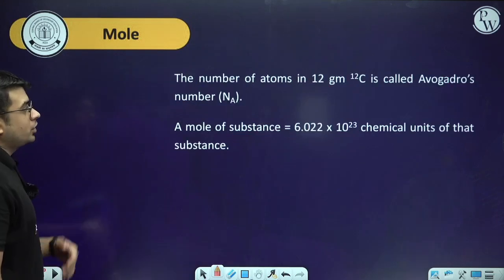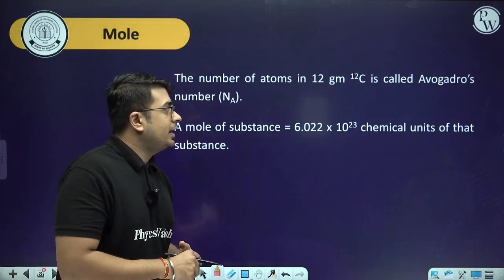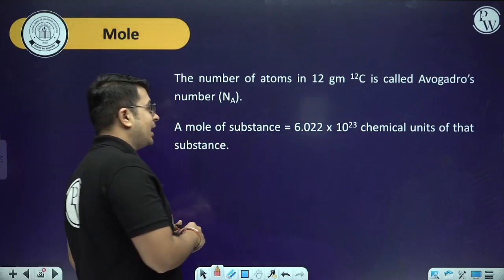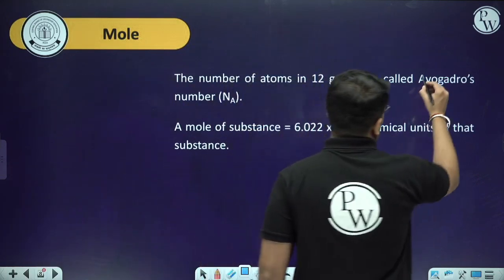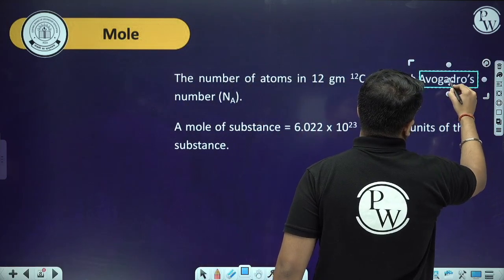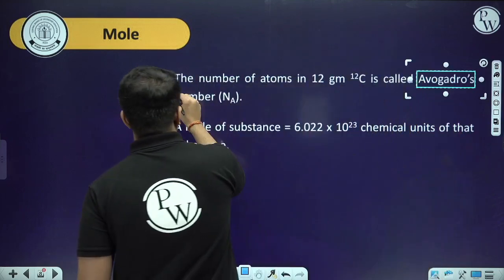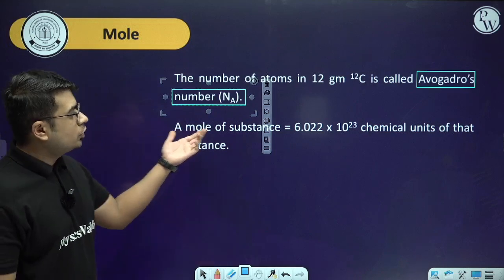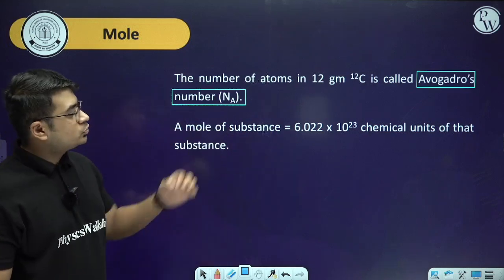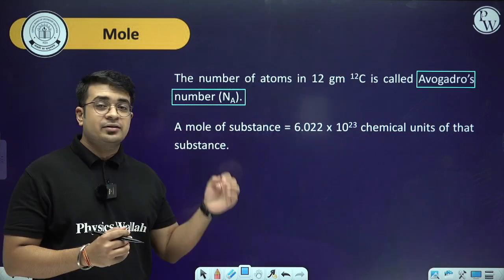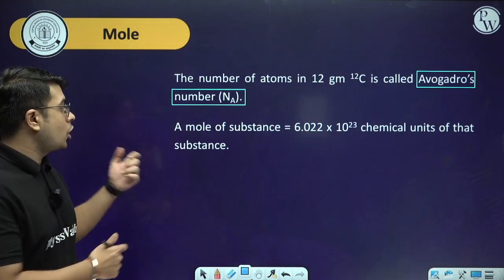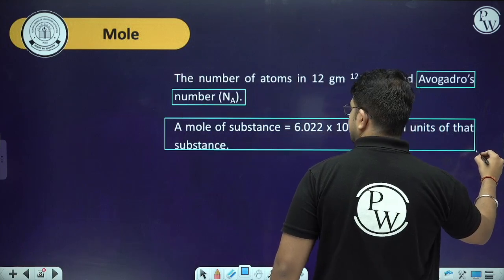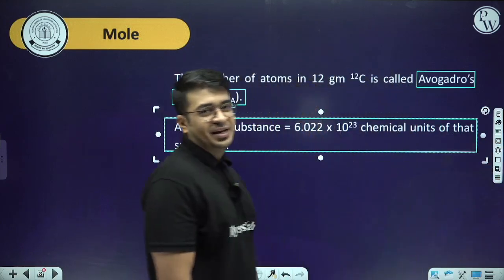Now talking about the next part, we know that the number of carbon atoms in 12 gram of carbon is known as Avogadro's number. I already told you that this particular part is known as Avogadro's number. I hope this part is clear. So you know that 1 mole of a substance is equal to 6.022 multiplied by 10 raised to the power 23 chemical units of that particular substance. As simple as that.